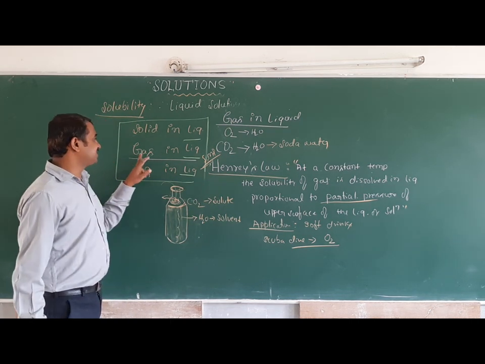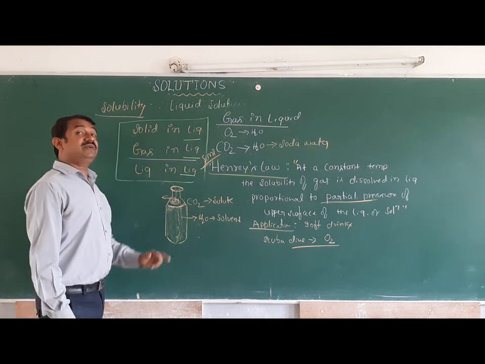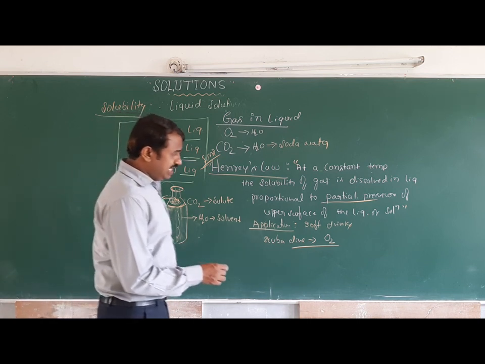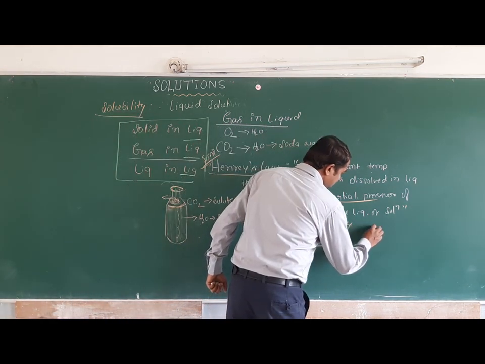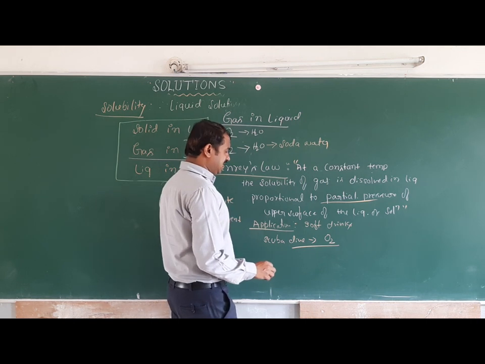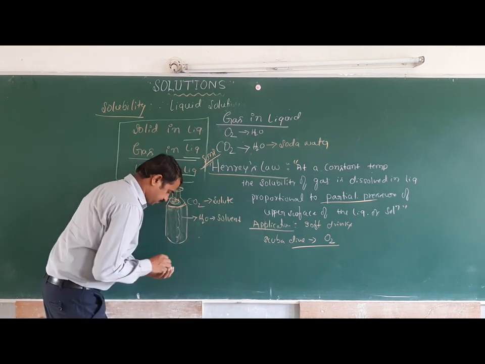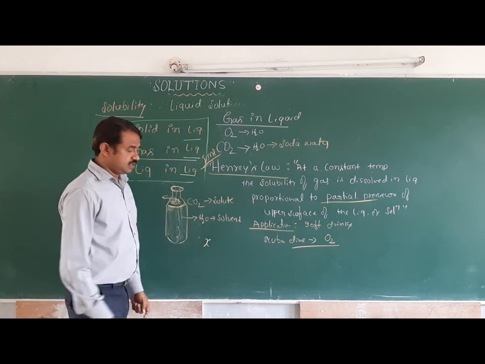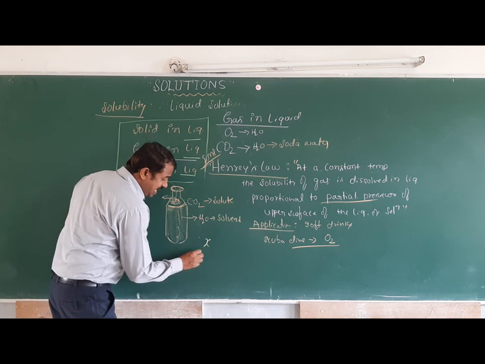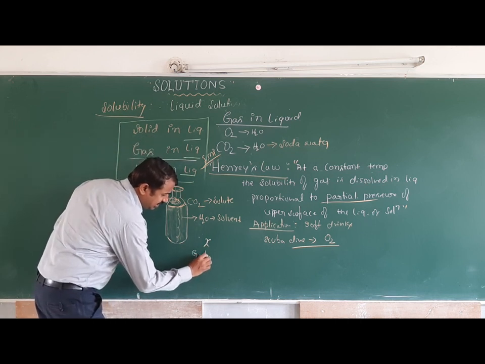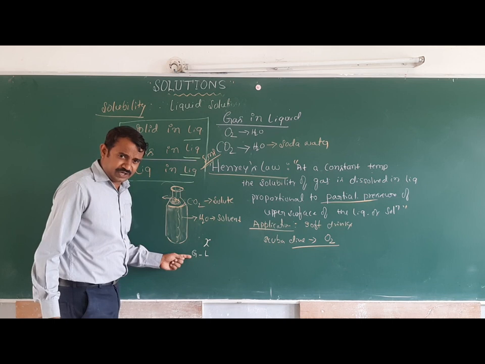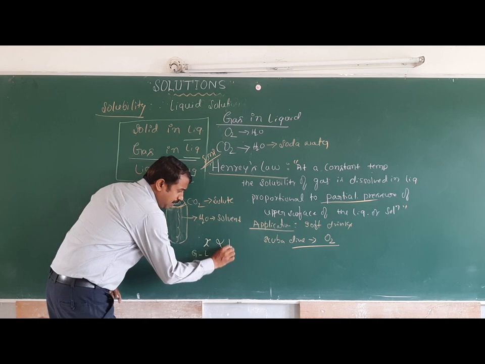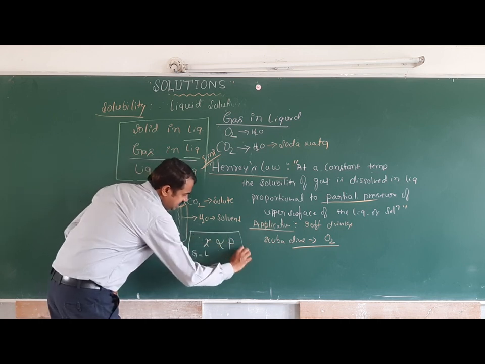The gas is dissolved in liquid. Sometimes textbooks give the formula of Henry's law. Here the gas is dissolved in liquid, where the symbol is X. X means the gas dissolved in liquid. At a constant temperature, the solubility of a gas dissolved in a liquid is directly proportional to P. This is Henry's law.